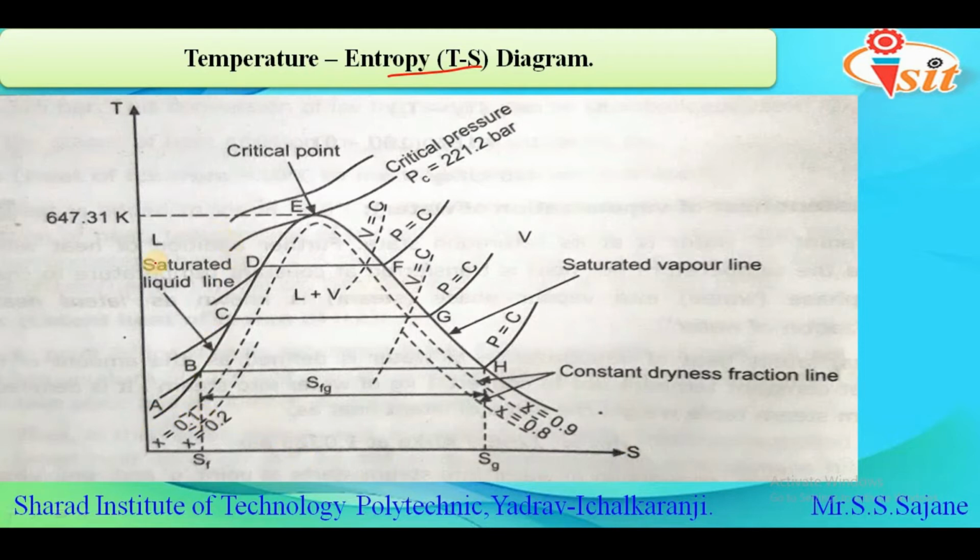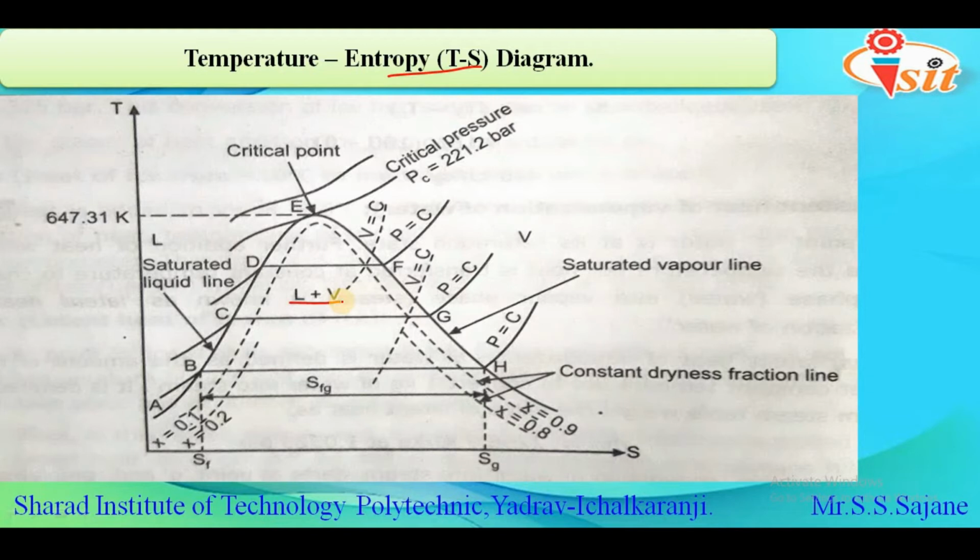So one is the saturated liquid line, represented by curve A to E, and E is the critical point. And from E point onwards, the curve is called the saturated vapor line. Again, we have seen the three regions. The left region of the saturated liquid line, we call the liquid region. The right-hand side of this diagram, the region beyond the saturated vapor line, we call the vapor region. And whatever region is available below the curve, we call the wet region, which is indicated by the letters L plus V. So this was all about the TS diagram.